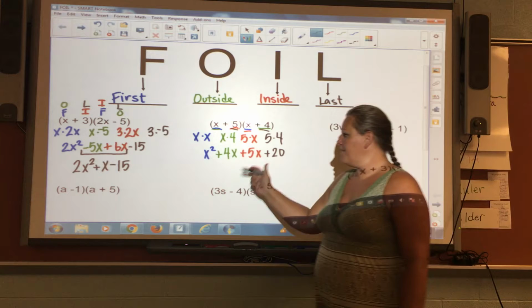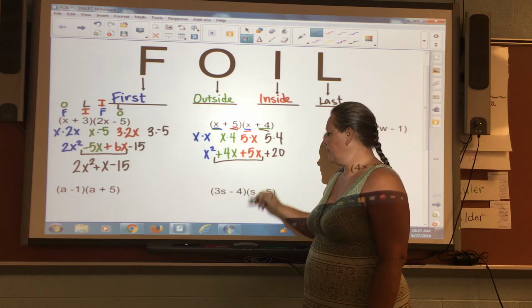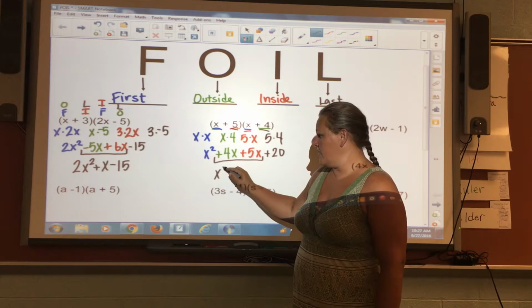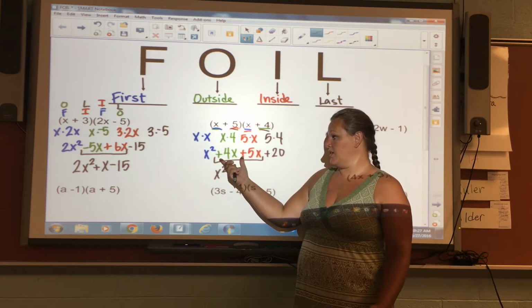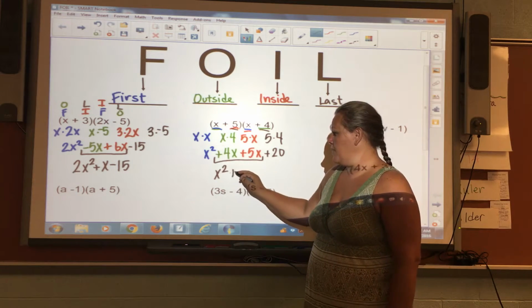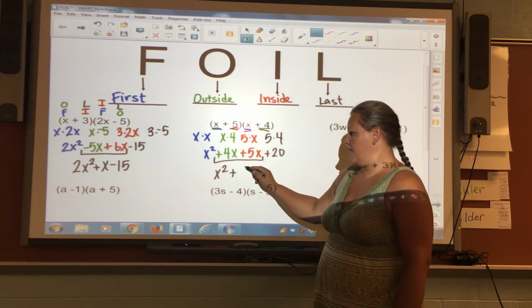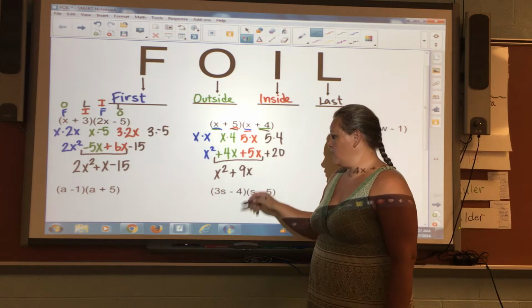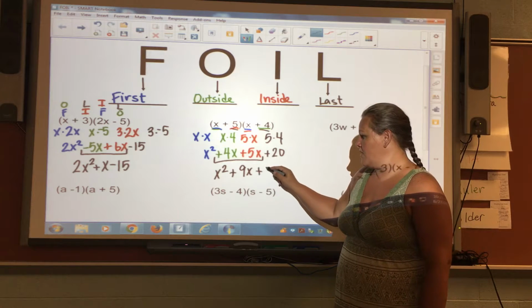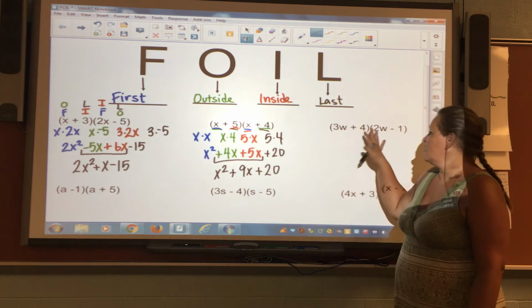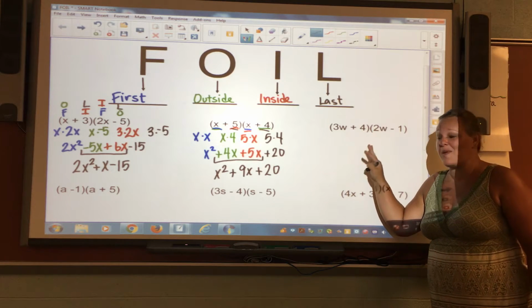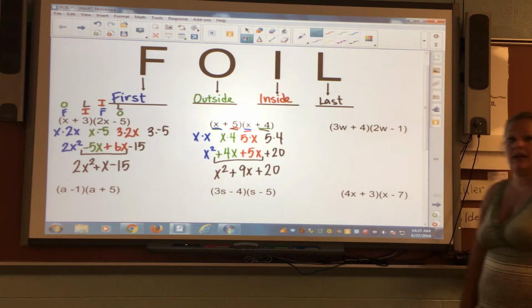And again, we have those like terms in the center. I don't have another x squared, so it just comes down. My signs are the same. They're both positive or plus, so we will keep it and add. 4 plus 5 is 9. The x will tag along, and the plus 20 will just come down. So write down the next one and try it, and I'll be back to give you the right answer.